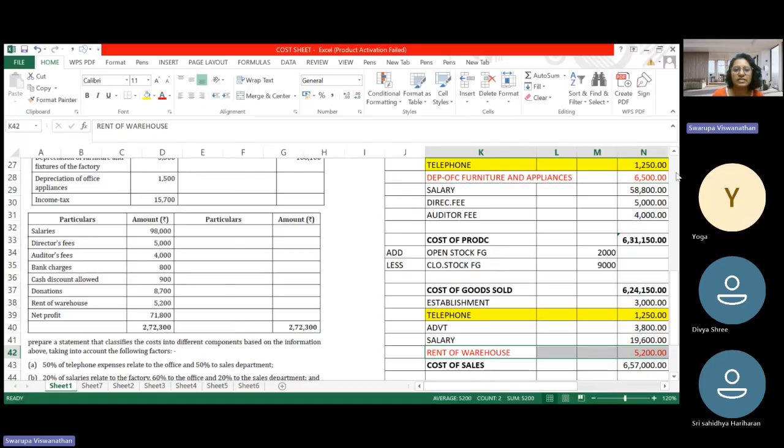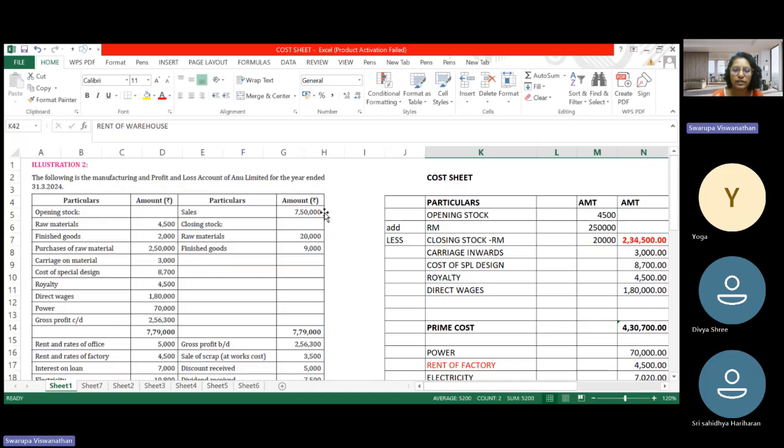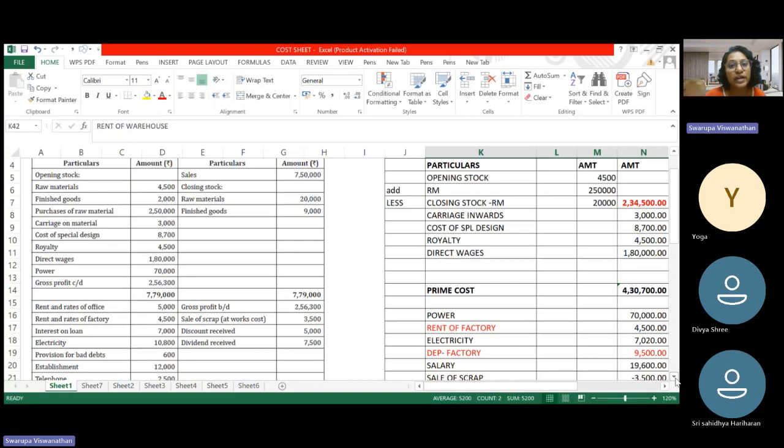Now we'll go to the credit side and see what is to be taken. Sales we need to consider, that is 7,50,000. Now, raw material. Anyway, closing stock of raw material, we have factored in the prime cost computation itself. Finished goods. Yes. So finished goods, closing stock and opening stock needs to be adjusted, where we will adjust after cost of production to find out cost of goods sold.